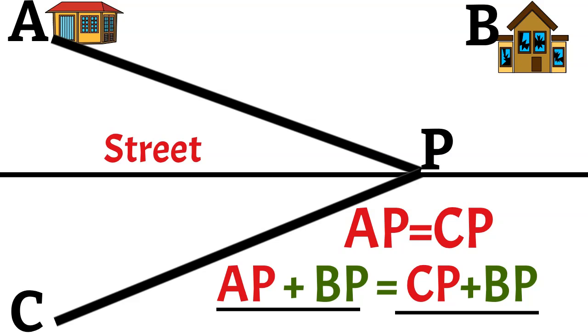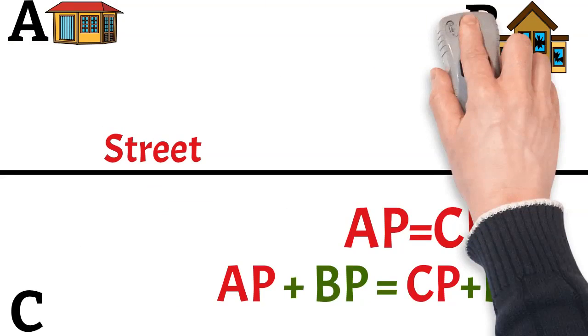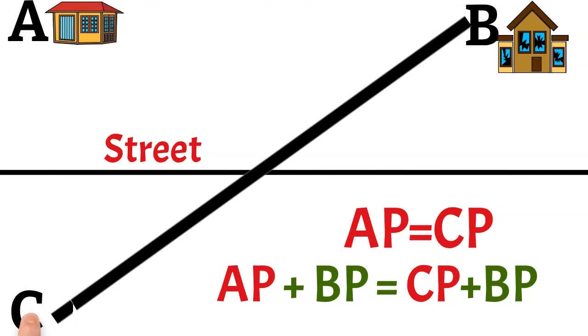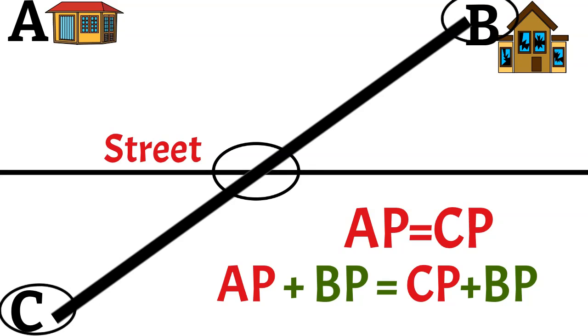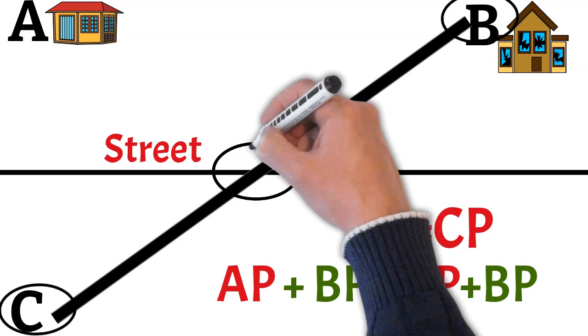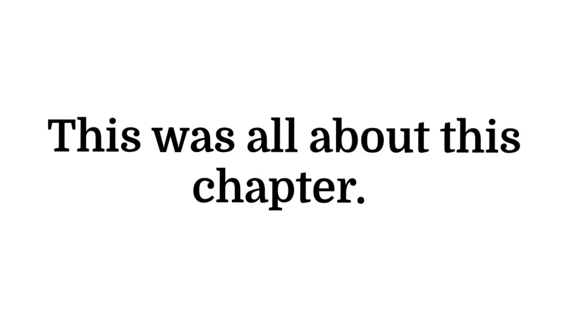To make the distance CP plus BP minimum, the position of P should be in such a place that the points C, P and B become collinear, or are in a straight line. Thus, first we have to make a straight line by joining C and B, and then the point where the straight line CB crosses the mirror line is P. This was all about this chapter.